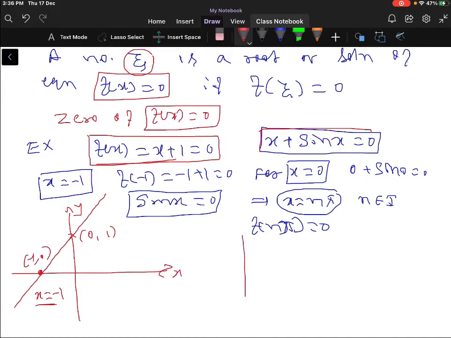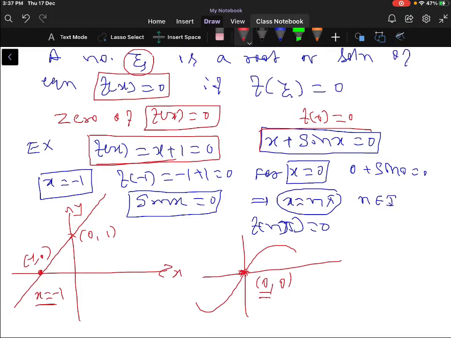Let us draw the curve for x plus sin x equal to 0. We can write like this, it goes like this. So at this point, when x is equal to 0, f of 0 is also 0, since x is 0 and sin 0 is 0, therefore x plus sin x is equal to 0 when x is equal to 0. So this point is 0 comma 0. At the root of the equation, the curve again crosses the x-axis.